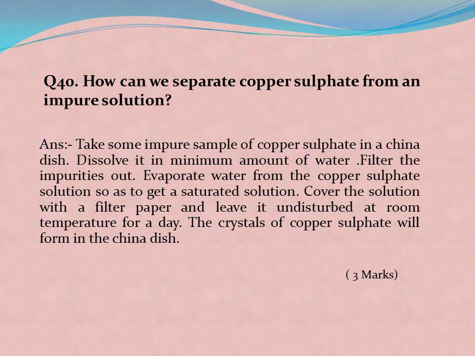Question number 40. How can we separate copper sulphate from an impure solution? Answer. Take some impure sample of copper sulphate in a china dish. Dissolve it in a minimum amount of water. Filter the impurities out. Evaporate water from the copper sulphate solution so as to get a saturated solution. Cover the solution with a filter paper and leave it undisturbed at room temperature for a day. The crystals of copper sulphate will form in the china dish.